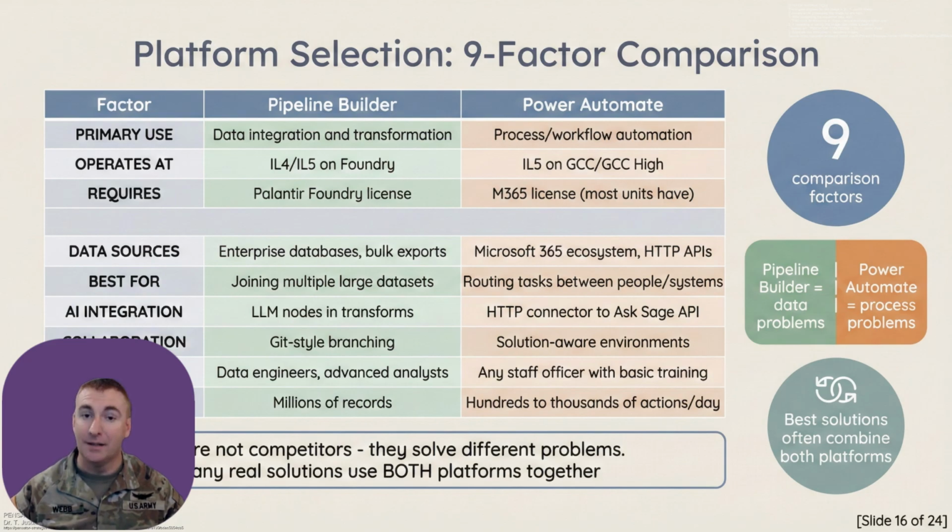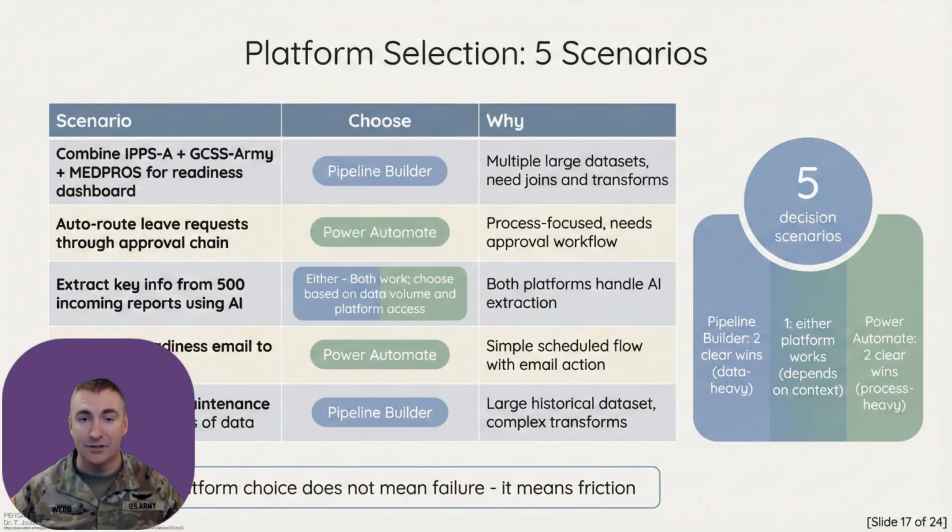The real test is applying those factors to actual scenarios. 5 scenarios, 5 decisions. Combine 3 large datasets into a readiness dashboard. Pipeline Builder. Auto draft email responses with AI. Power Automate. Extract data from 500 reports. Either platform works. Depends on where your data lives. Daily readiness email. Power Automate. Predictive maintenance from 2.1 million historical records. Pipeline Builder. The wrong choice does not mean failure. It means friction. But regardless of which platform you pick, errors happen.